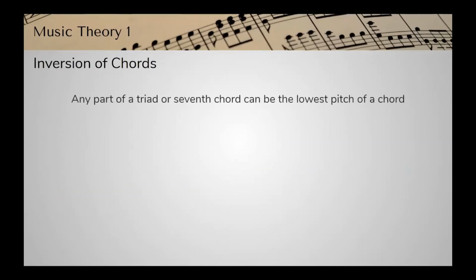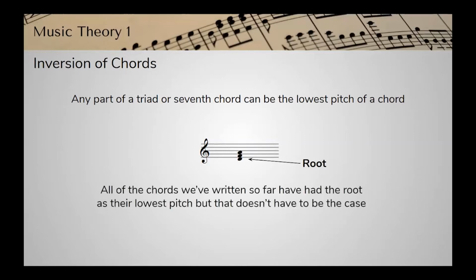All right, so let's talk about inverting chords. Any part of a triad or a seventh chord can be the lowest pitch of a chord. All the chords we've dealt with so far have had the root as their lowest sounding note. But any of the notes of the triad can actually be the lowest note in the triad. And when a different note is in the bass, in the lowest voice, it doesn't change the kind of triad it is. The only thing that changes is the notes are rearranged a little bit.